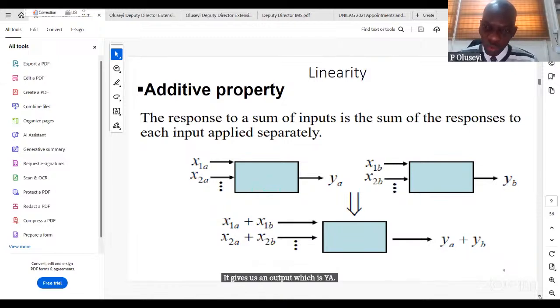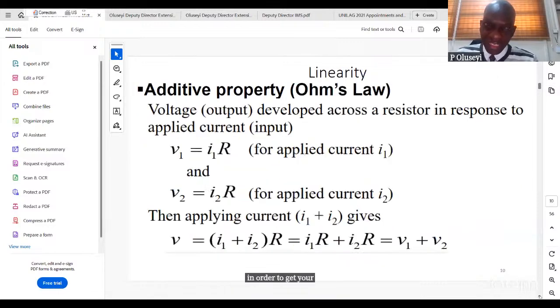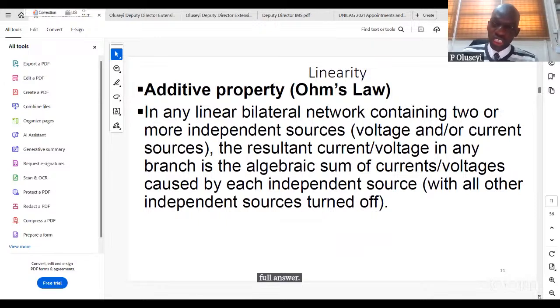And you have another set from the same source, X1B, X2B up to XNB, and then the output as well is YB. In the additive property, all you do is add X1A plus X1B, you add X2A plus X2B, and in the output as well, you add YA plus YB. So that's what we mean by additive. You add the like terms together in order to get your full answer, or to know the nature of what is going on within the system.